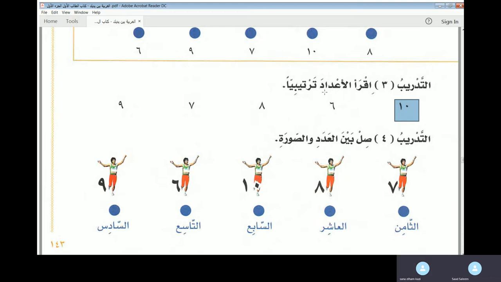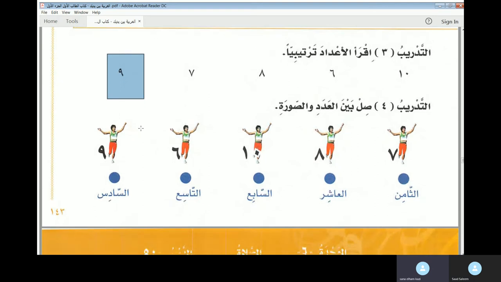Okay. Al-ashir, right? Yes, al-ashir and as-sadis. As-sadis. As-sabi. Ath-thamin. So this is eight, right? Mm-hmm. Then seven. As-sabi, then at-tasi. Okay.